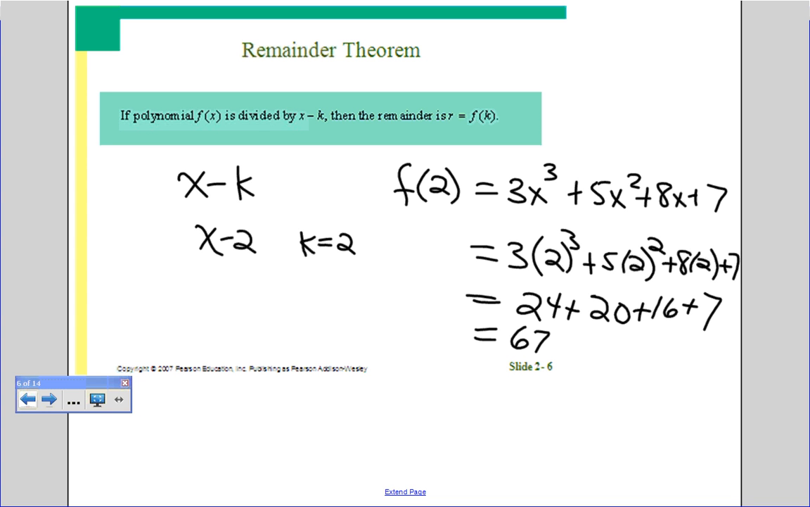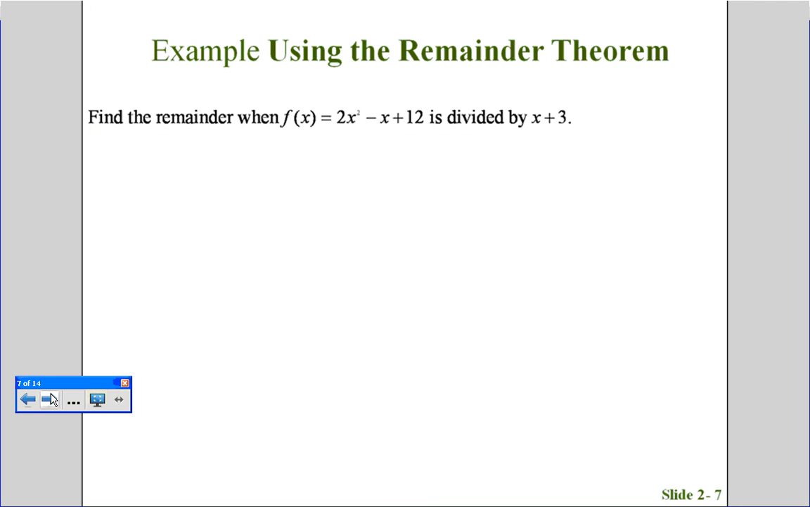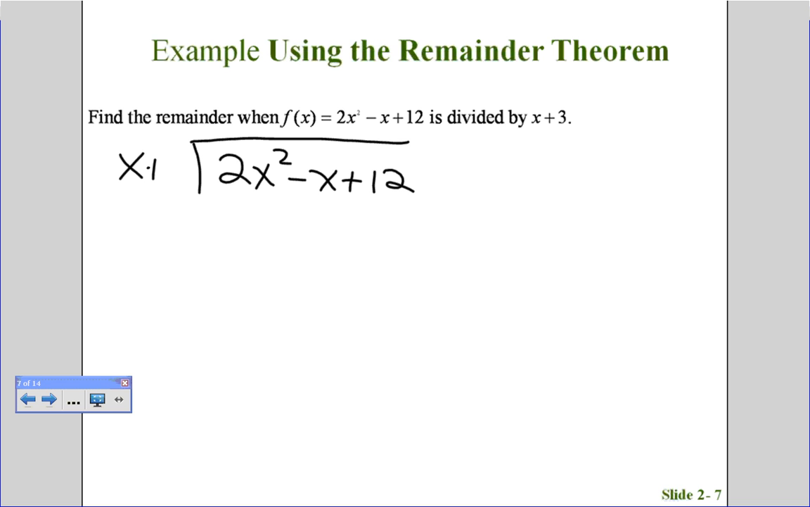What this says is, if you want to find the remainder and you're dividing by x minus k, simply evaluate your function at k. Switch the sign from minus k to k, and evaluate, and you'll have the answer. Let's try one to verify that it works. Find the remainder when 2x squared minus x plus 12 is divided by x plus 3.